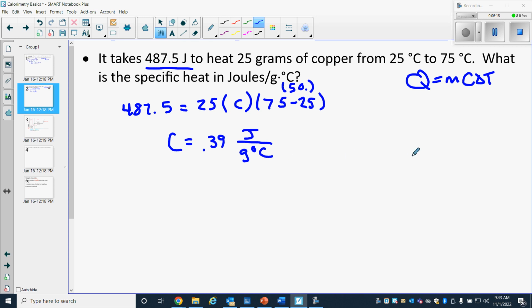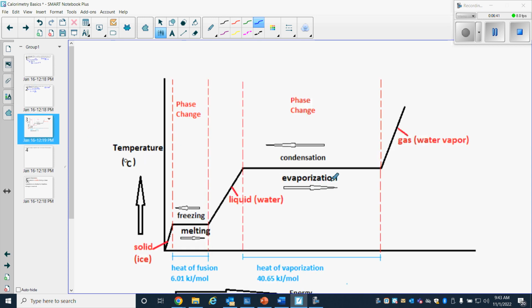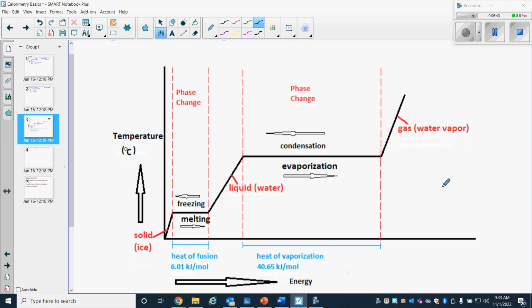So you should be able to use this to solve for any variable, whether it is mass, change in temperature, or even the final or initial temperature. It's all about manipulating that base formula of Q equals mc delta T whenever we are not going through a phase change. So how this changes is whenever we go through a phase change, we're now going to look at a heating and cooling curve. This is something that you saw in Chem 1.